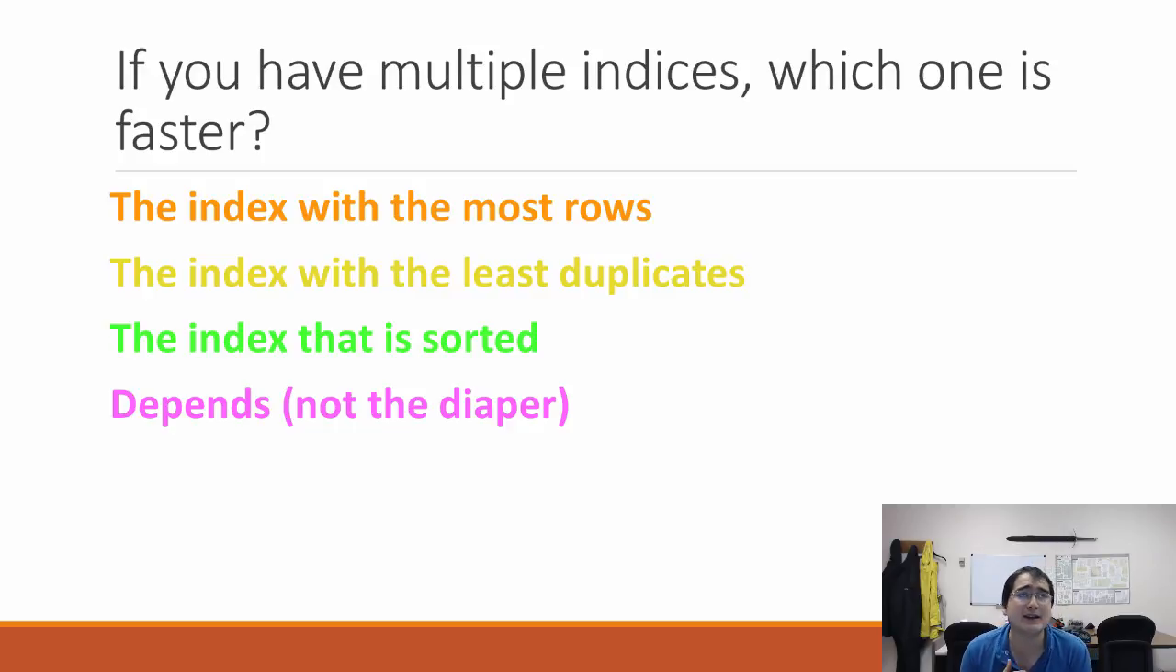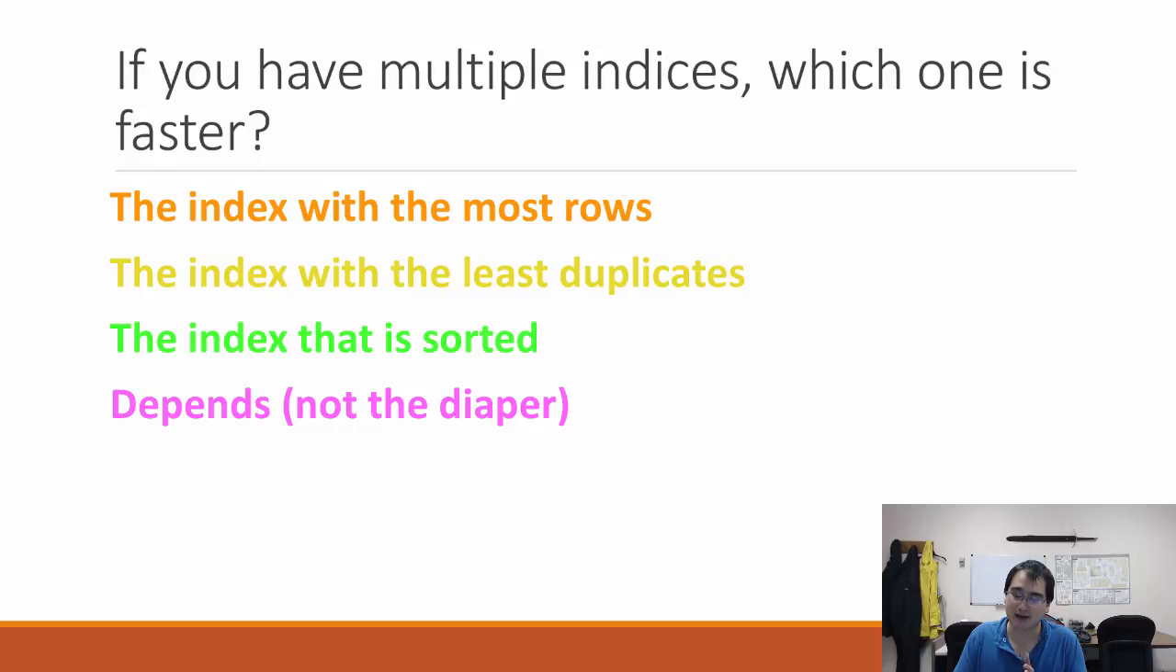Now this is useful because if your index has very few duplicates and you're looking for just a particular value in that index, that's really great. However, it really depends. Depends is actually the correct answer here. So you want the index that will basically limit the number of rows that you have to check in further steps as much as possible. You want an index that can constrain the outcome.